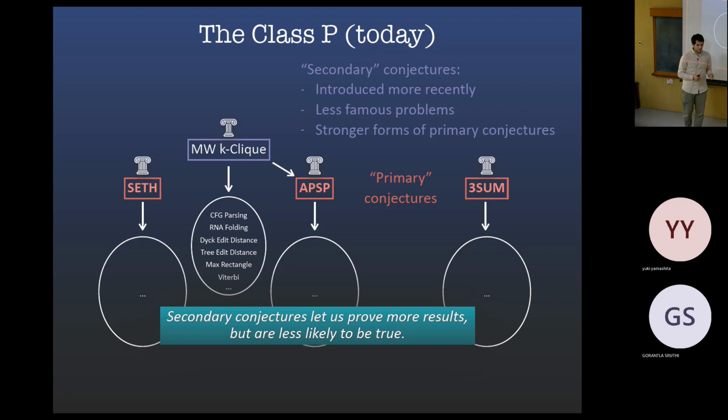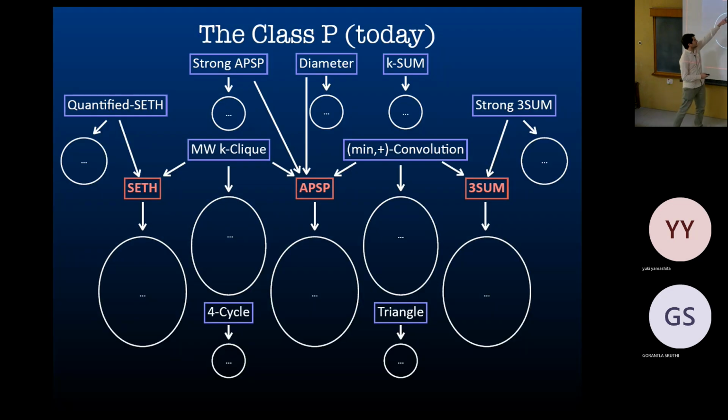These secondary conjectures are usually introduced more recently. They're about less extensively studied problems, and usually they are strictly stronger. So they are less believable, less safe conjectures, but they let us prove more results. And actually, this conjecture, the minimum weight K-clique, unifies two conjectures. If you assume it, you get all the lower bounds of APSP and all the lower bounds of SETH. It's a pretty interesting conjecture.